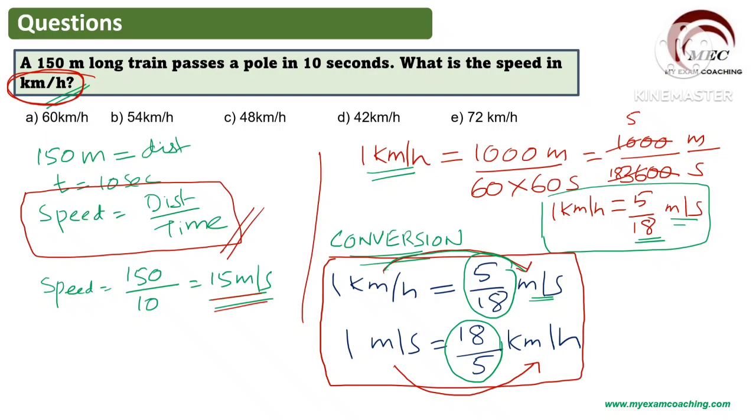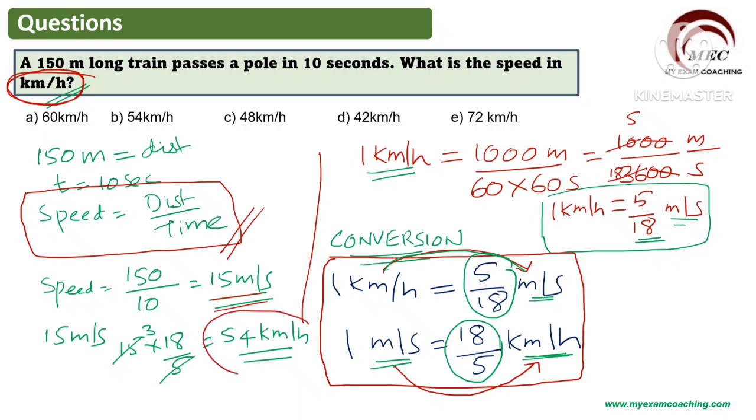Now let us come to this part. We have 15 meter per second, and we need to find the answer in kilometer per hour. So we will multiply by 18/5. Multiply 15 by 18/5. Here 5 in 15 goes 3 times, and 3 into 18 is 54. So 54 kilometer per hour is the answer. Accordingly, you can mark 54 kilometer per hour as the correct answer.